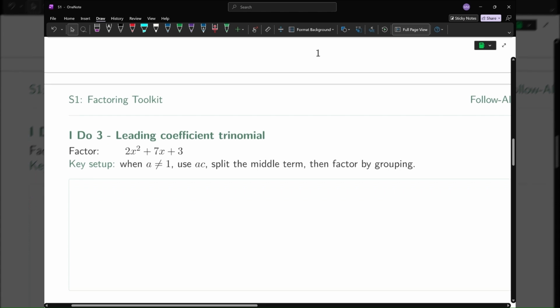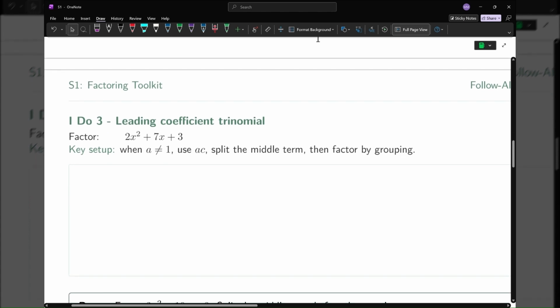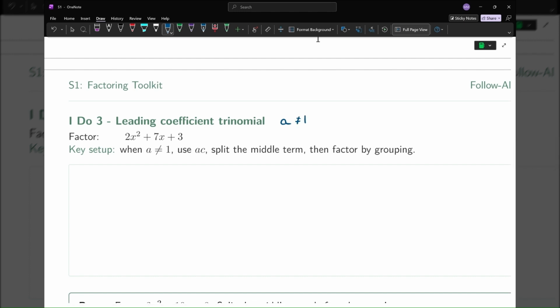Next question. Leading coefficient not 1. I'll often denote these as a is not 1. So see 2x squared plus 7x plus 3. We do have options here. My key setup is going to be decomposition. It is going to be too much for a lot of questions, but I'll do one. What decomposition is going to say is, okay, I have 2x squared plus 7x plus 3.